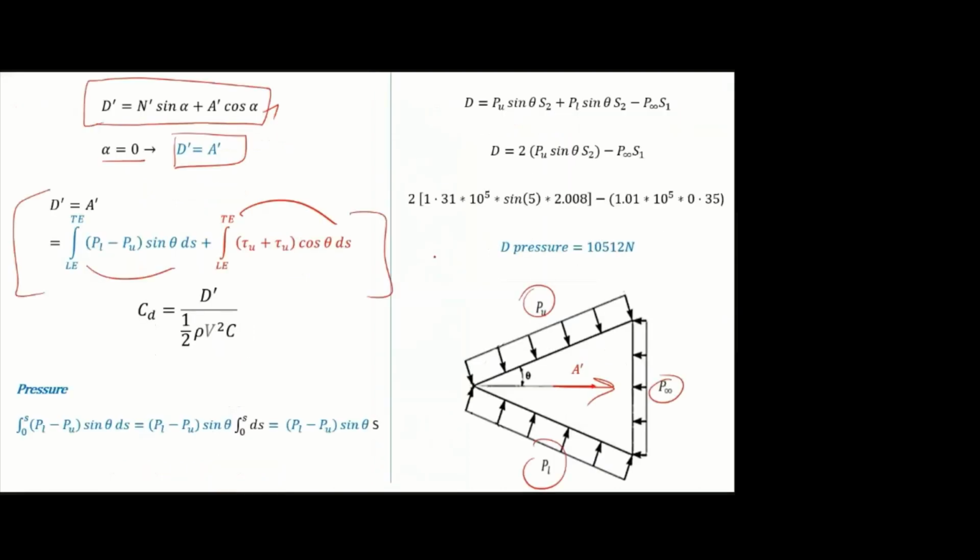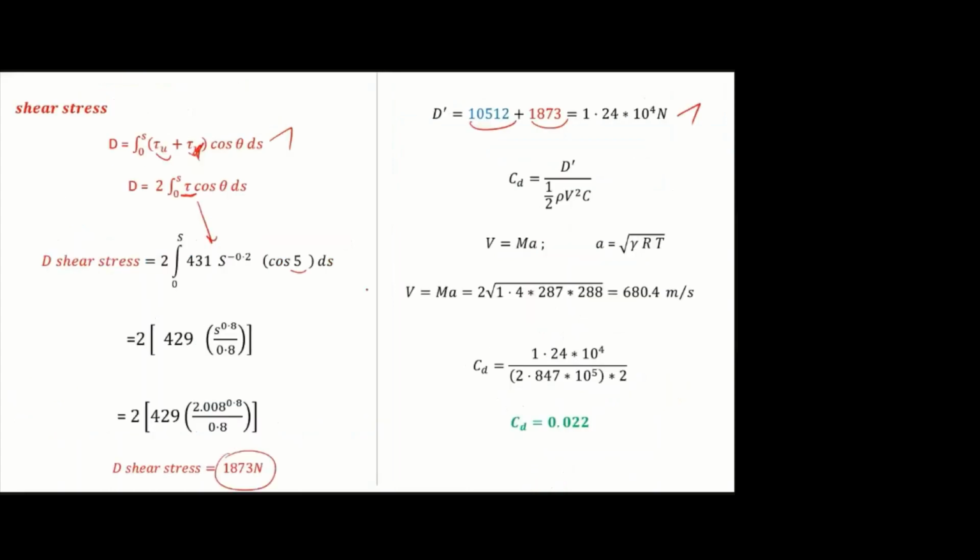So we found drag due to pressure 10512, drag due to shear stress 1873. Add both, you will get the total drag. Once you know the drag, you can find the CD: drag divided by half rho v squared c. Chord is given, it is 2 meters. Sea level density is mentioned, it is 1.225. And drag, just now we found it. Only velocity we have to find.